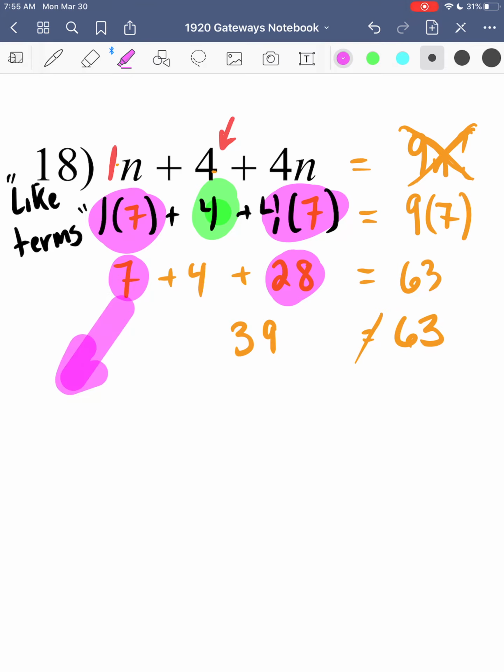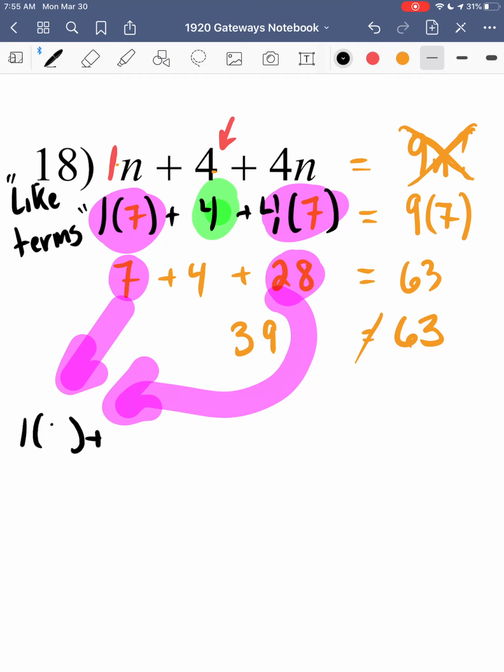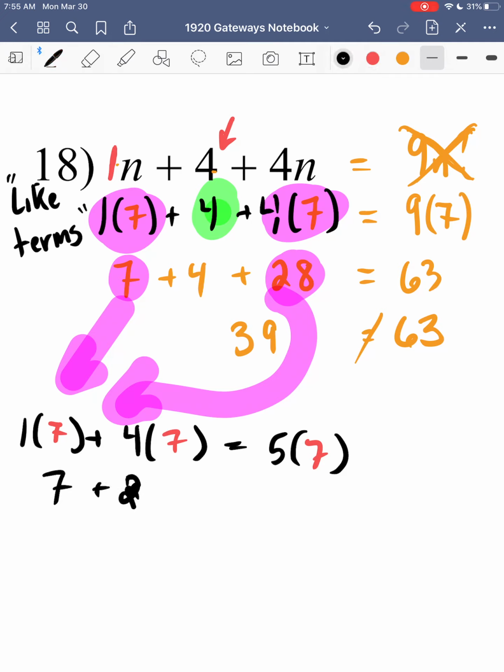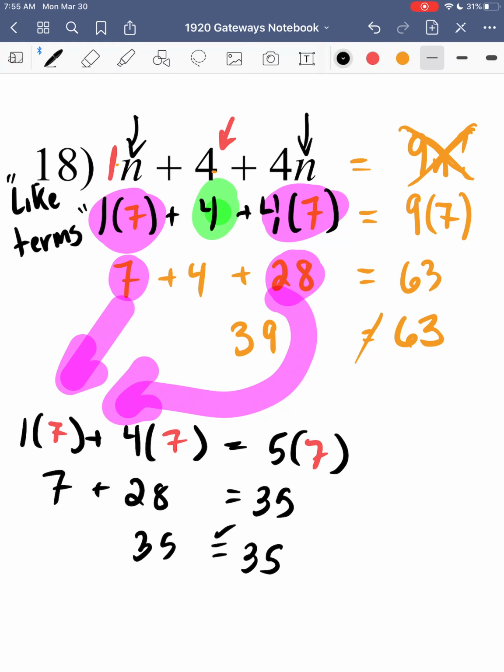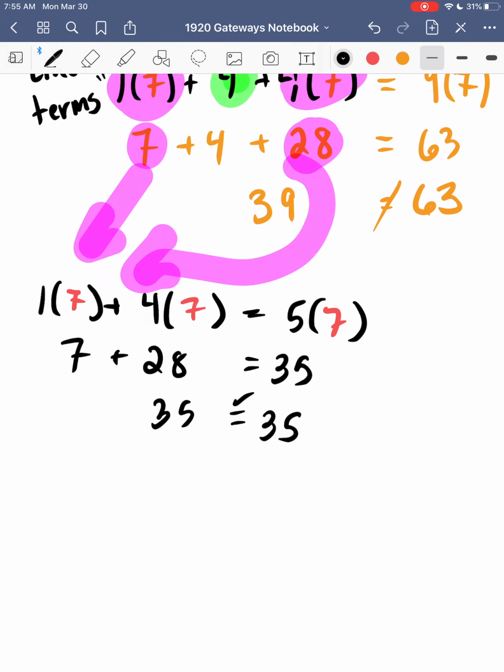So if we were to add these two things, we could say, look, wait a minute, 1 times 7 plus 4 times 7, or anything really, is the same as 5 times that thing. So if we were to input 7, there we go. We get 7 plus 28, times 35. Those are the same thing. That's why those are like terms, because anytime you have 1 times something plus 4 times something, it is the same thing as 5 times something. So long story short, we can add those together.